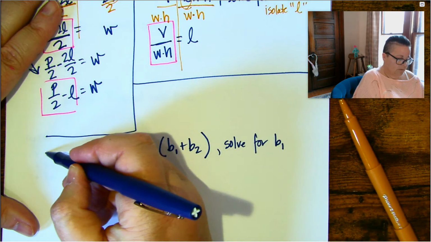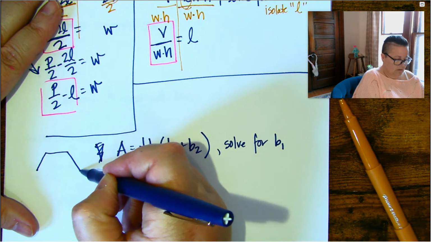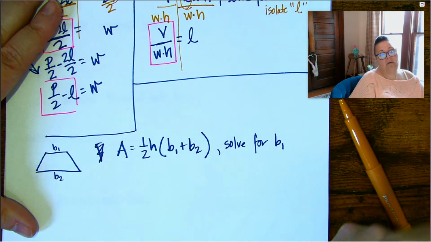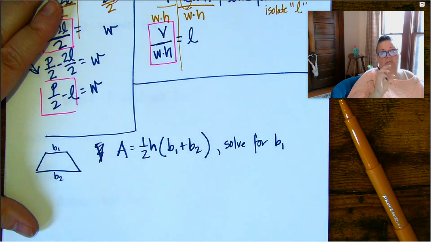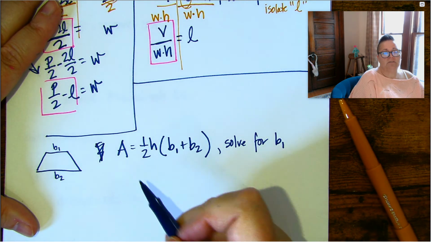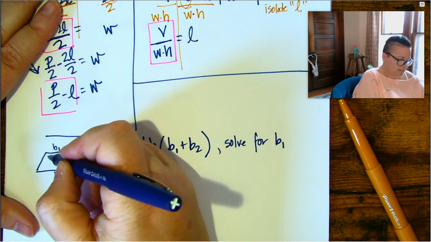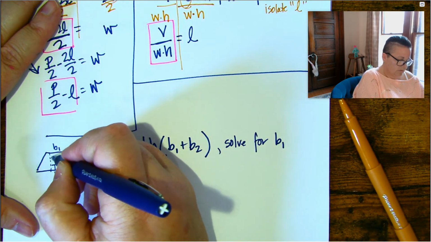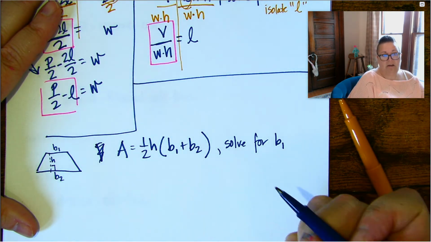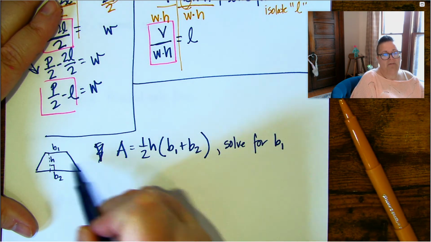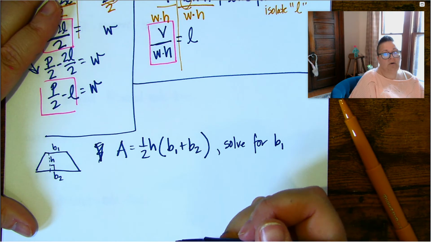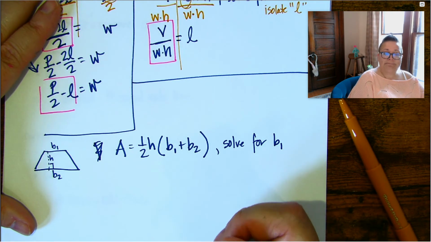And in a trapezoid, B1 and B2 are the sides that are parallel to each other, the sides that line up with each other, run parallel. And then the height is the distance between those two bases. So you find the area of a trapezoid by doing 1/2 of that height and then multiplying it by the sum of the bases. So how do we solve this for B1?